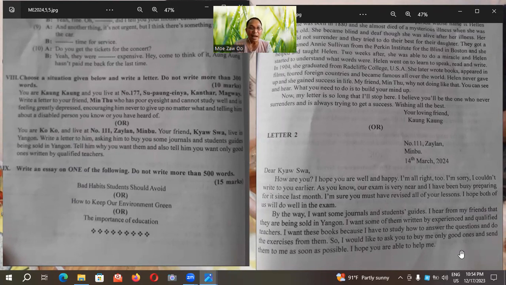By the way, I want some journals and students' guides. I hear from my friends that they are being sold in Yangon. I want some of them written by experienced and qualified teachers. I want these books because I have to study how to answer the questions and do the exercises from them. So I would like to ask you to buy me only good ones and send them to me as soon as possible. I hope you are able to help me.